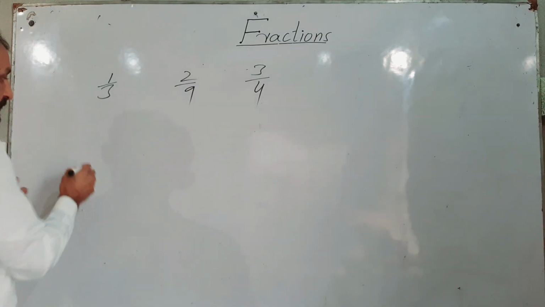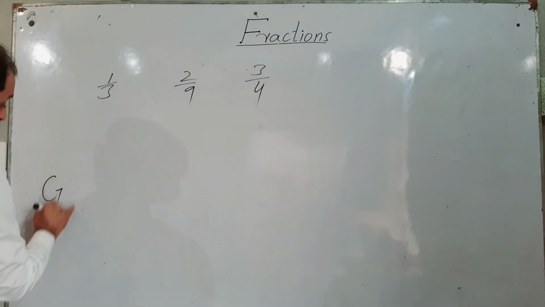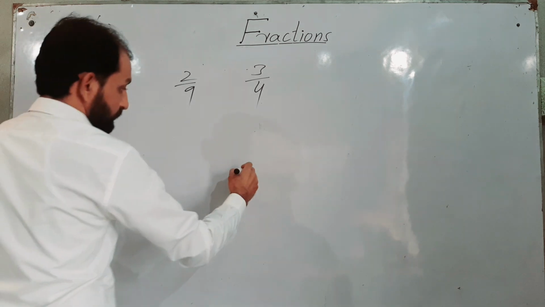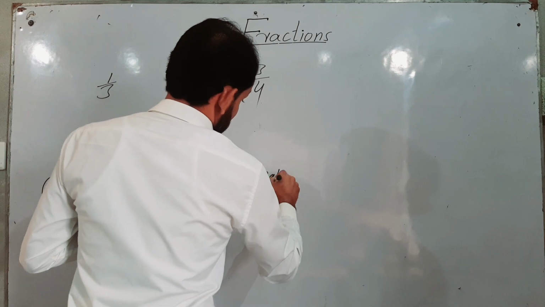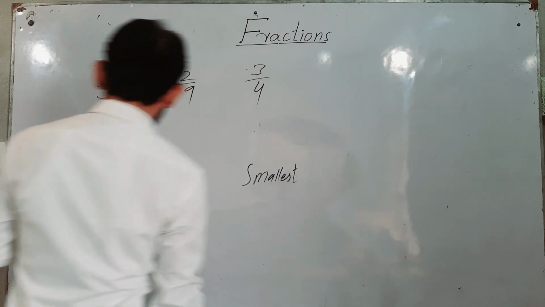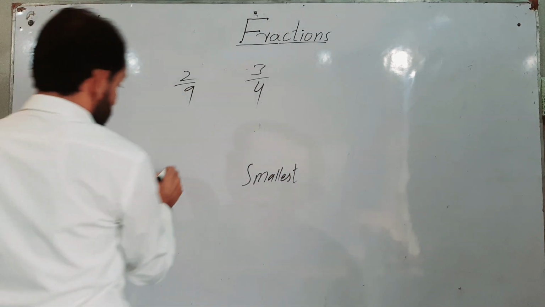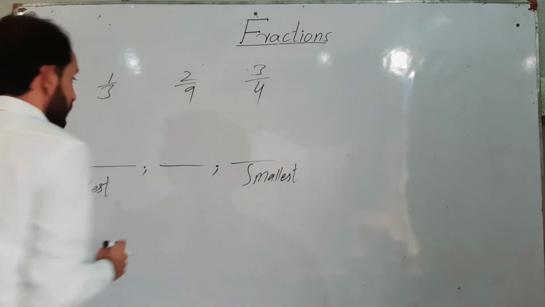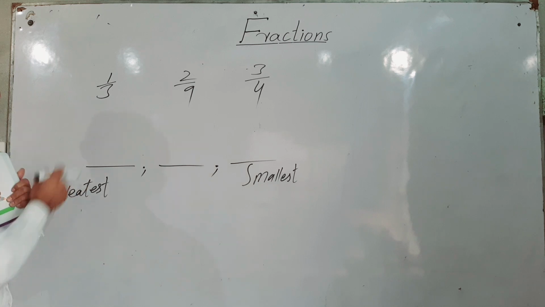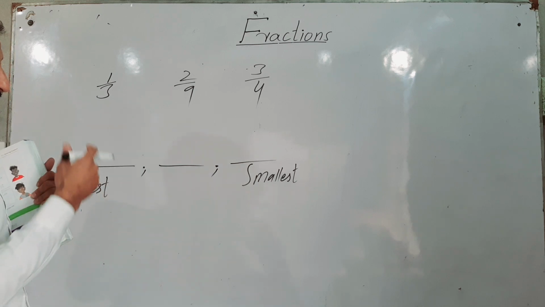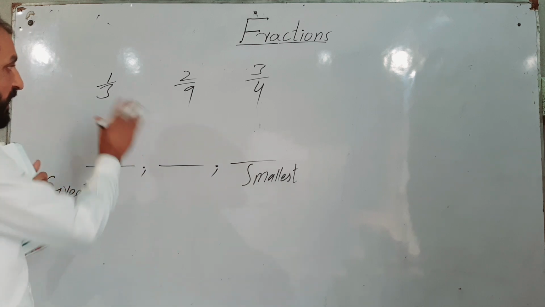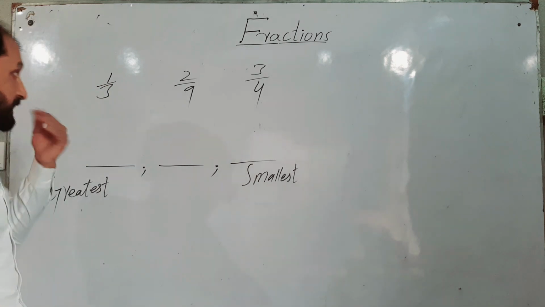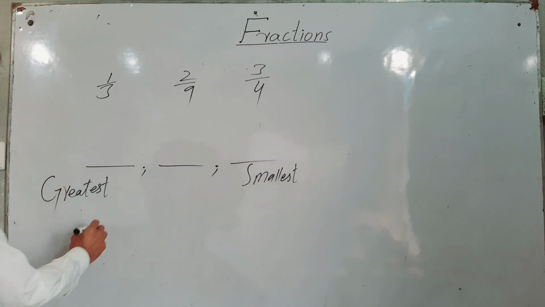We have to write our numbers from greatest to smallest: first number, second number and third number. If we want to check which number is greater and which number is smallest, we have to convert our fractions into decimals. How can we convert a number into decimals?